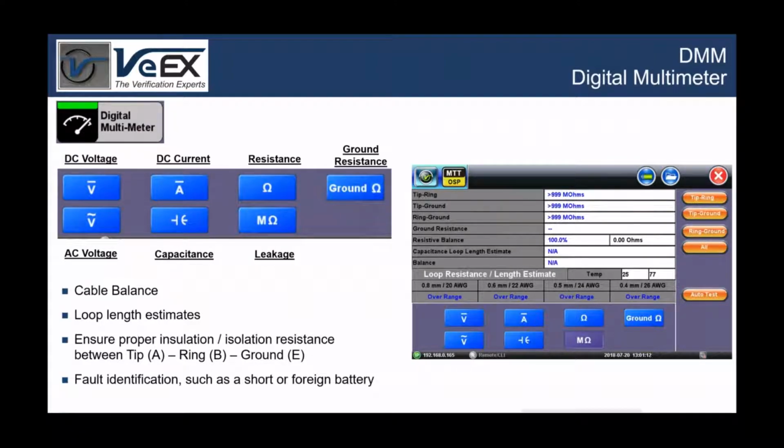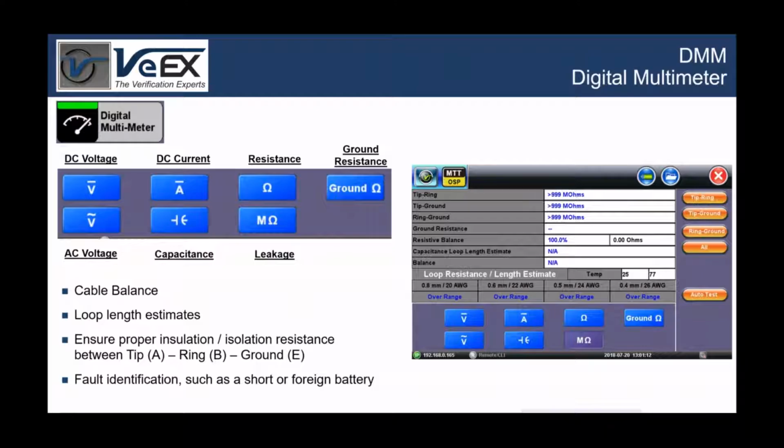The digital multimeter is made up of a DC voltage meter, DC current, resistance, ground resistance, leakage, capacitance, and AC voltage. Some of the main applications for DMM are to measure cable balance. This can be done using both capacitance and resistance. Estimating the length of the copper loop. This can also be done using capacitance or resistance.